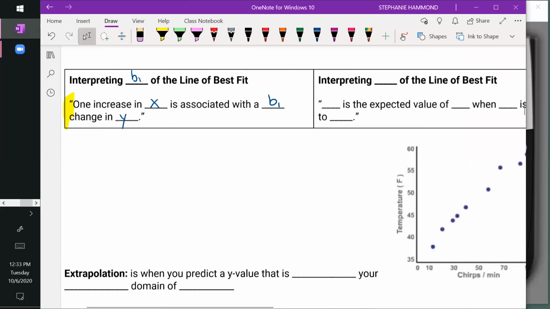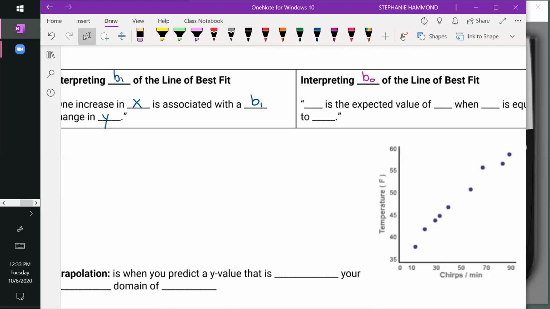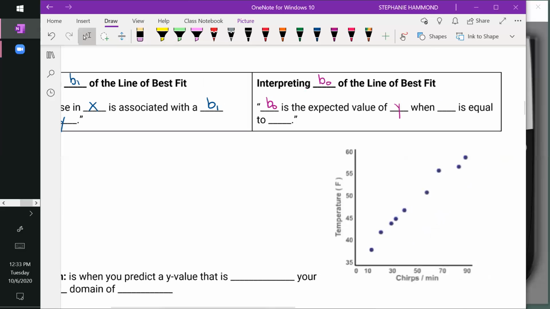Same thing for the y-intercept. We won't be asked to do this one as often, but when we do, we say that that's the expected value. The y-intercept is the expected value of y. And again, we say expected because we don't know for sure. It's just kind of a prediction when x is equal to 0, right? When x is equal to 0, we're on the y-intercept.